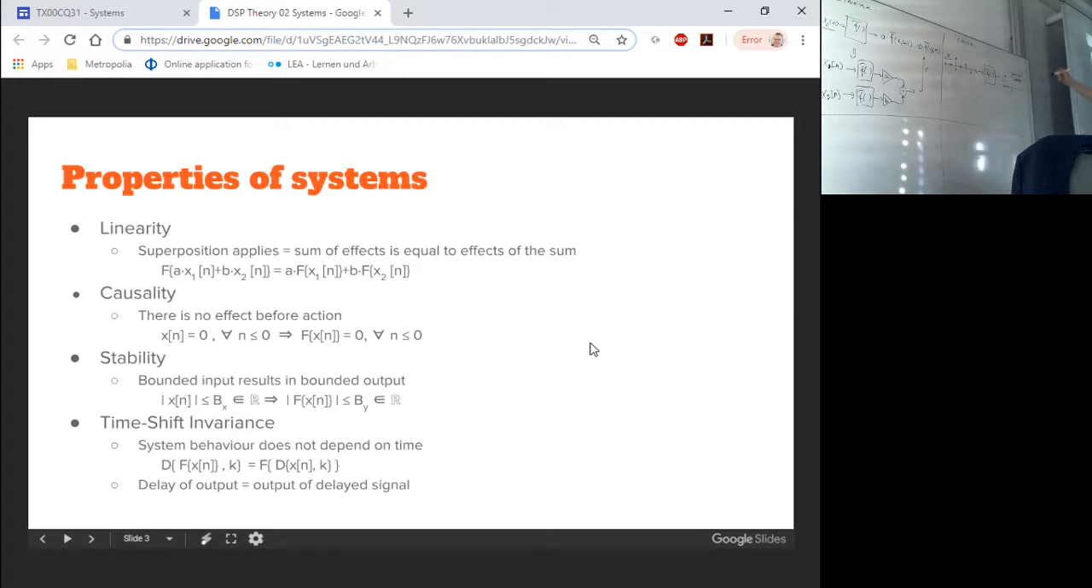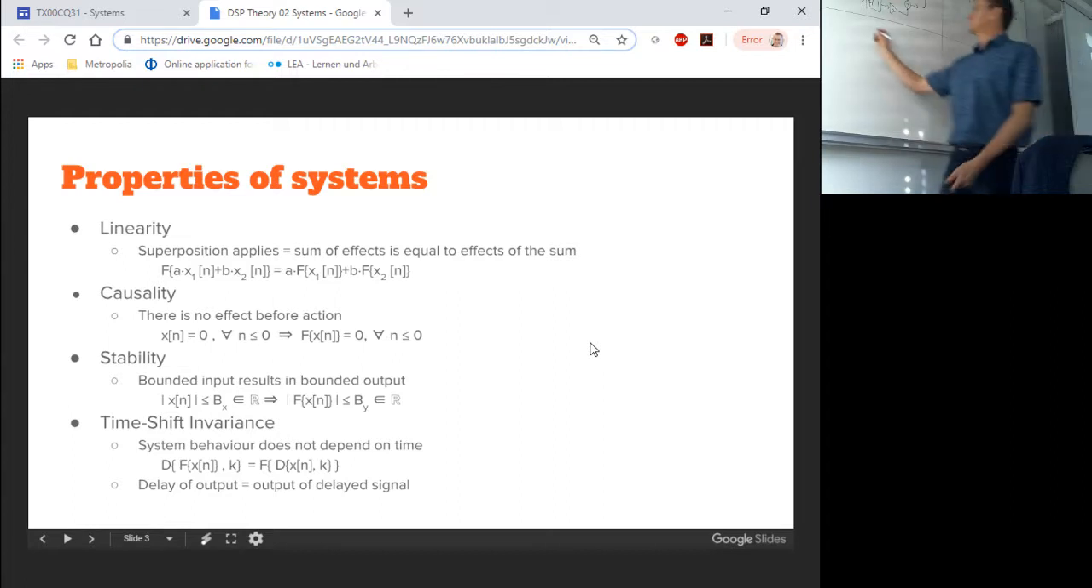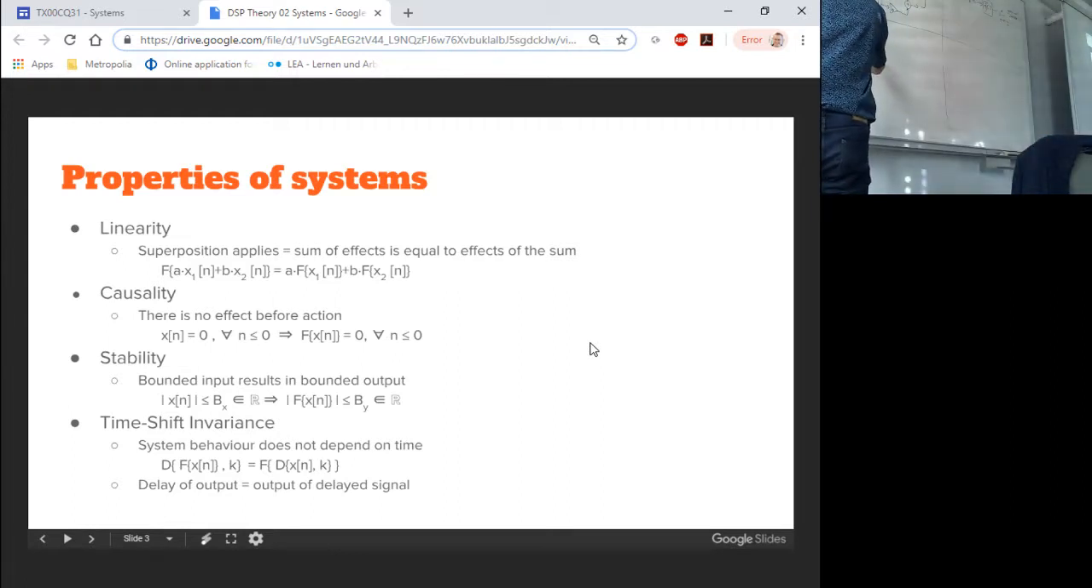But anyway, so causal means that there is no reaction before the action. Okay. Linear, causal, then stable. Stability.